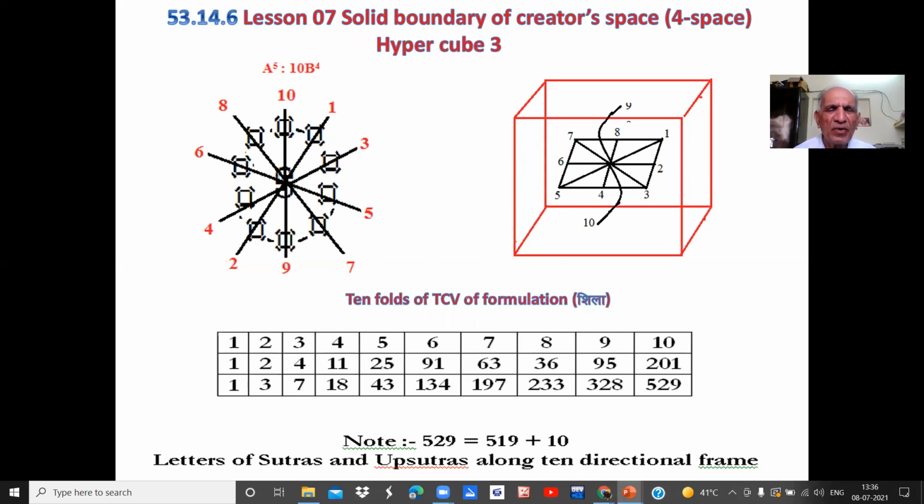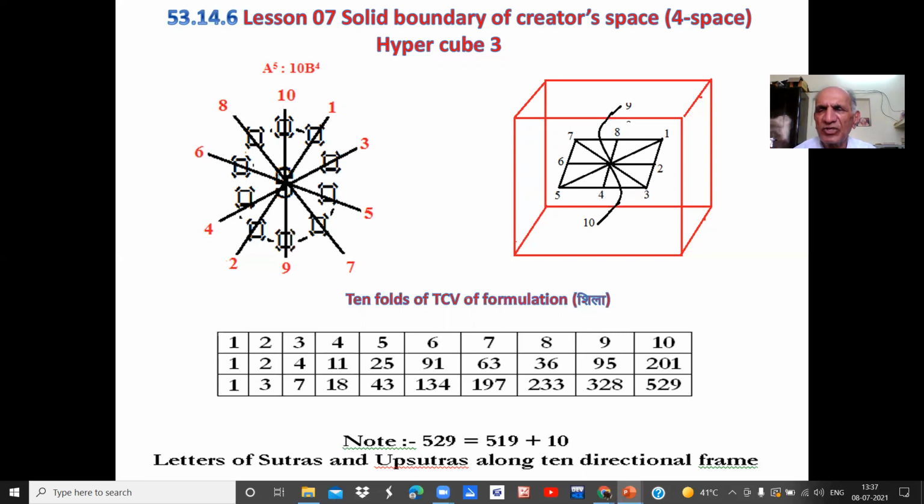In the first row are just the serial numbers of the folds. In the second row are the values of these 10 folds of TC value of formulation Shila. And in the third row, there is a summation value of these folds of TC values, and summation value comes to be 529, which is equal to 519 plus 10. 519 is the value of the total letters of Ganita Sutras and Sutras, while value 10 is the 10 directional frame feature.